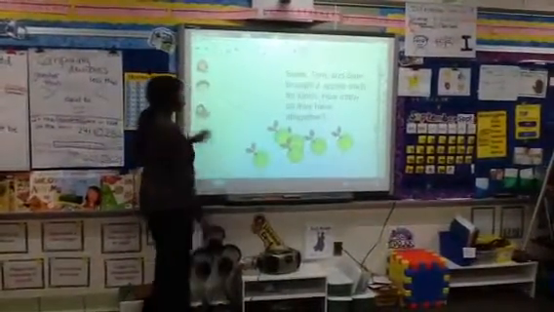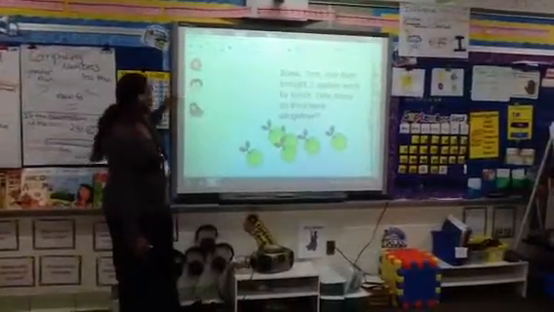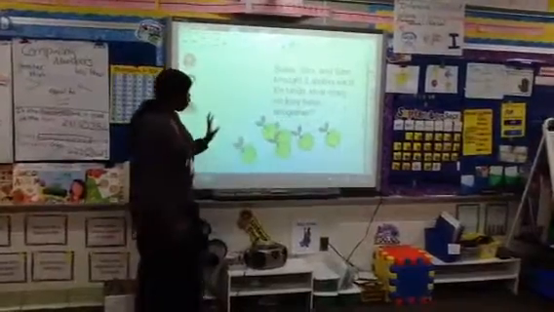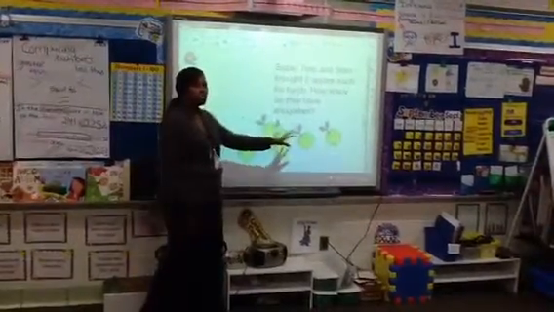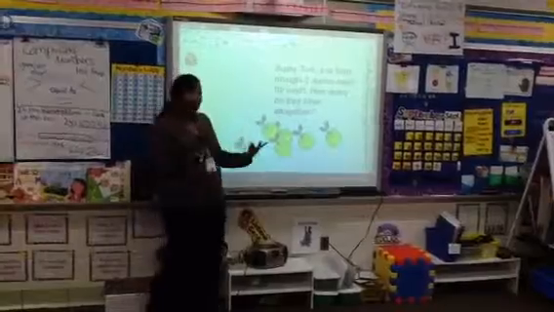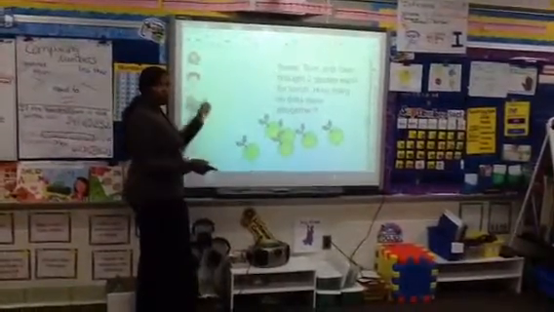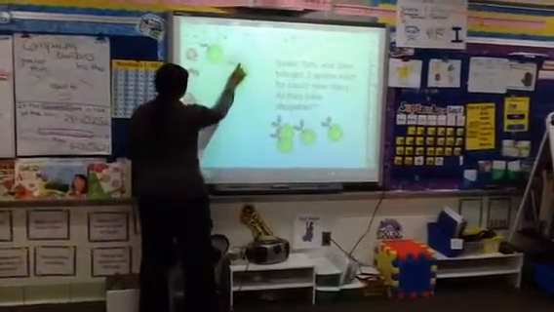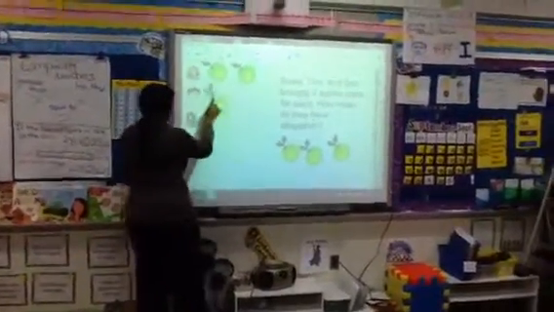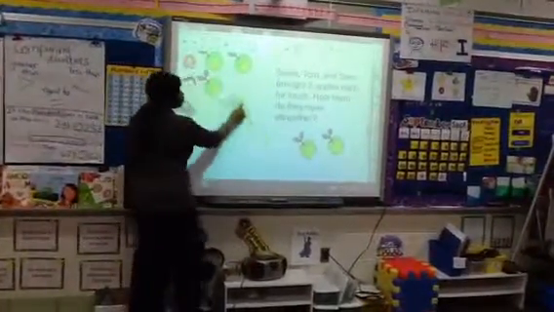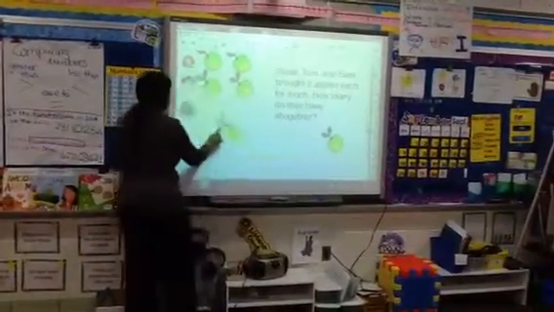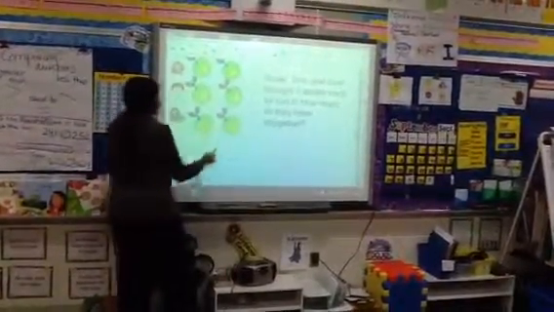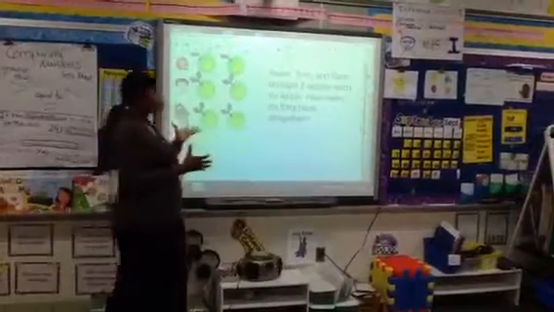So here are all our apples. Here's Susie, here's Tom, and here's Sam. Now, we have to figure out how many apples they have each. So how many apples did I say they had? 2. So let's put 2 apples for each person. There's 1 for Susie, 2 for Susie, 1 for Tom, 2 for Tom, 1 for Sam, and 2 for Sam. So now each of them have their 2 apples each.